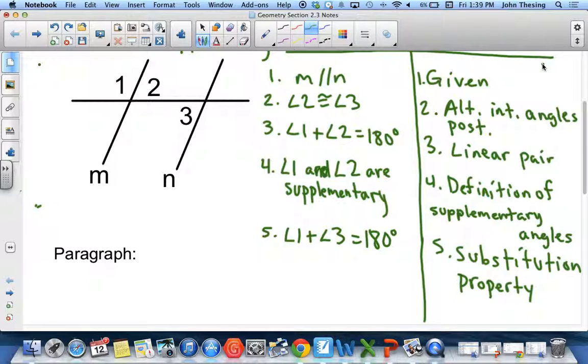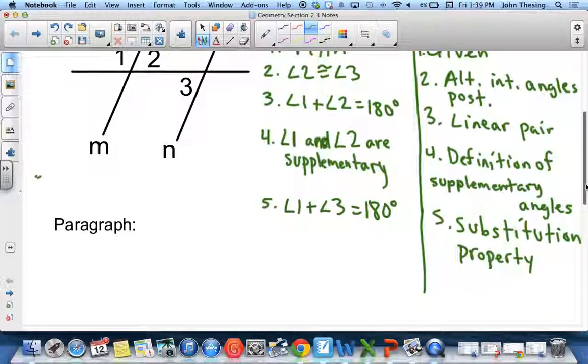Now, what was the exact statement that we were trying to prove? Angle 1 and 3 are supplementary. Okay, we're basically there, right? What is step 6 going to be? 1 and 3 are supplementary. And the reason is, 1 plus 3 equals 180. You're right, it's called the definition of supplementary angles.